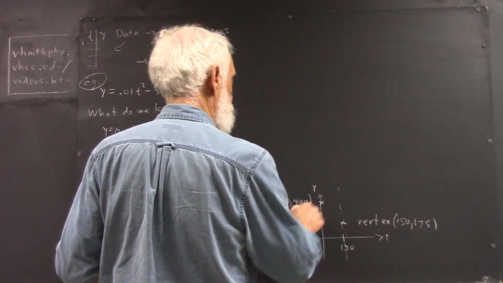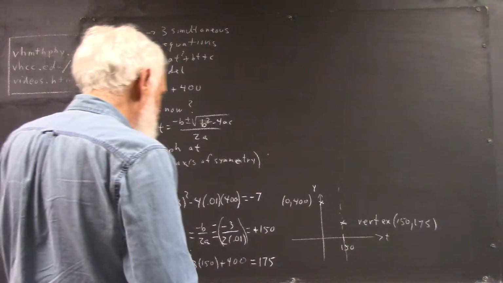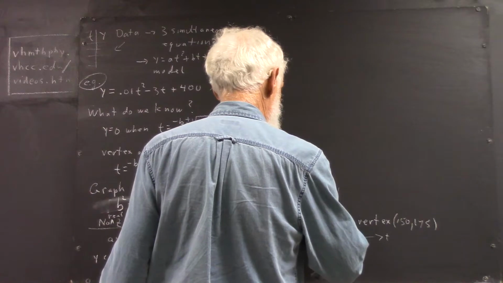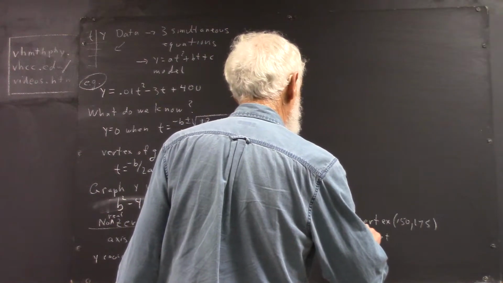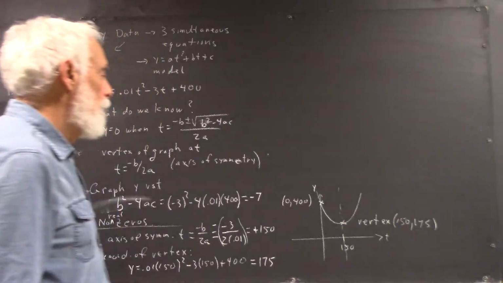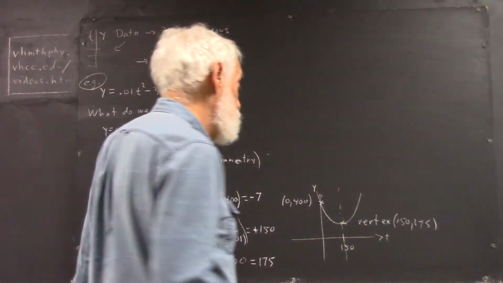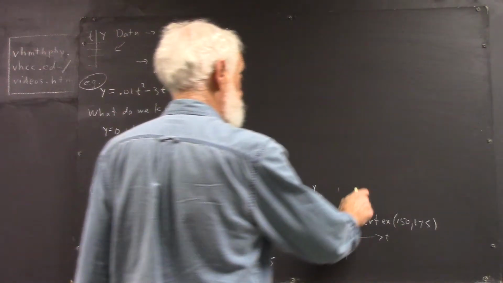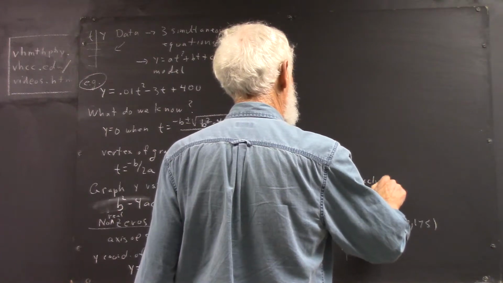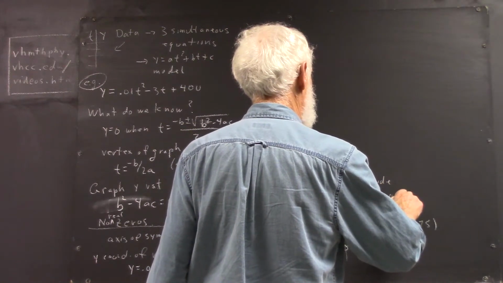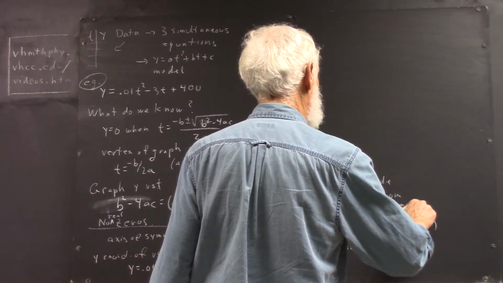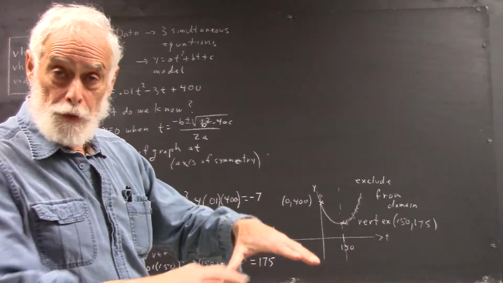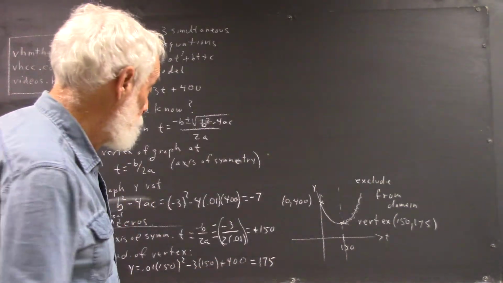So we have the point 0, 400, we have the vertex, and now we can see how the parabola is going to look. It's going to come down kind of like this, going to hit its vertex, and it's going to go back up. Now, of course, the domain is not going to include this part of the parabola. So we exclude that from the domain of this function, because obviously if water's flowing out through a hole in the bottom, it's not going to spontaneously refill.